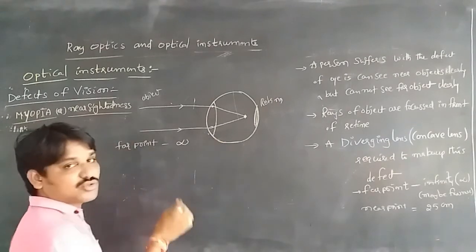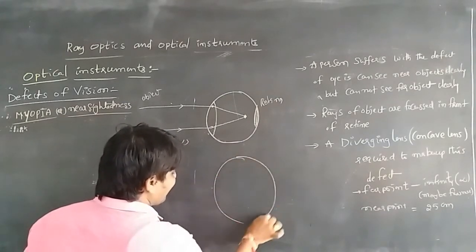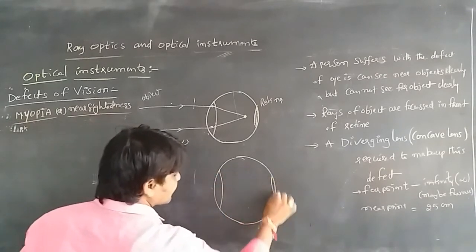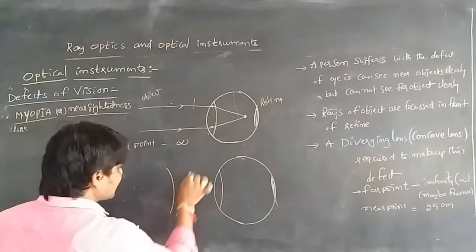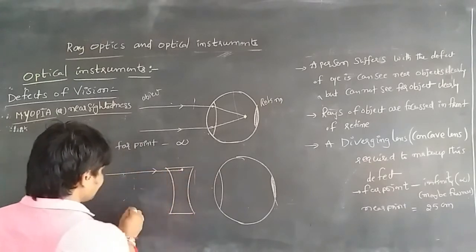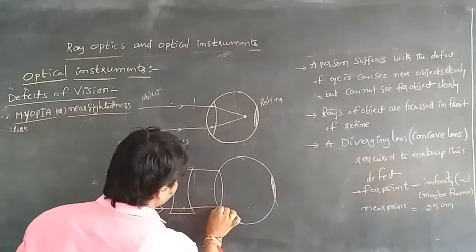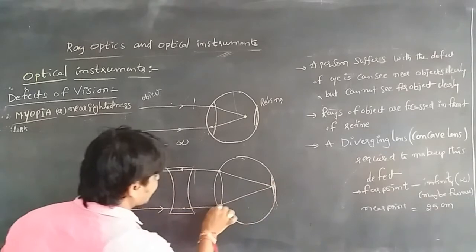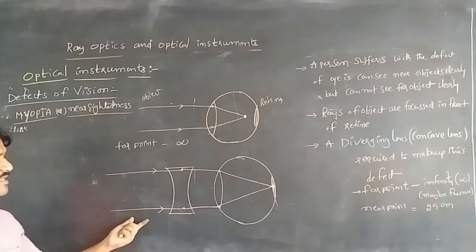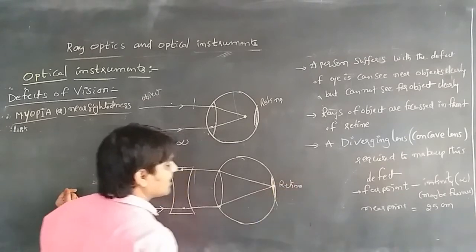To reduce the defect of myopia, we use a diverging lens. Diverging lens means concave lens. This is the lens and this is the retina. Whenever the light ray is incident on the concave or diverging lens, it is incident correctly, and by measuring the focal length appropriately, the image is exactly formed on the retina, and the myopia defect is reduced.